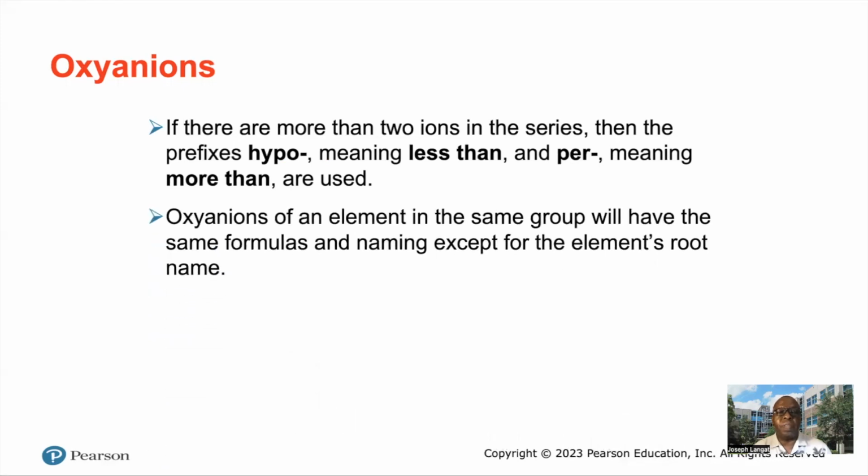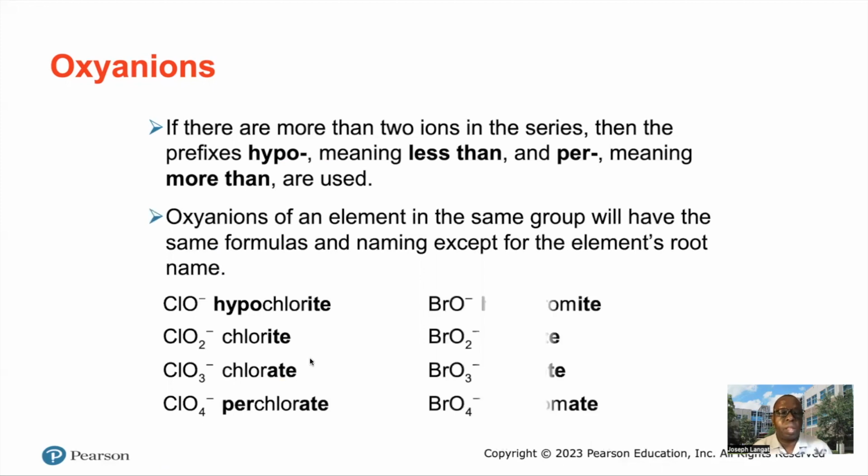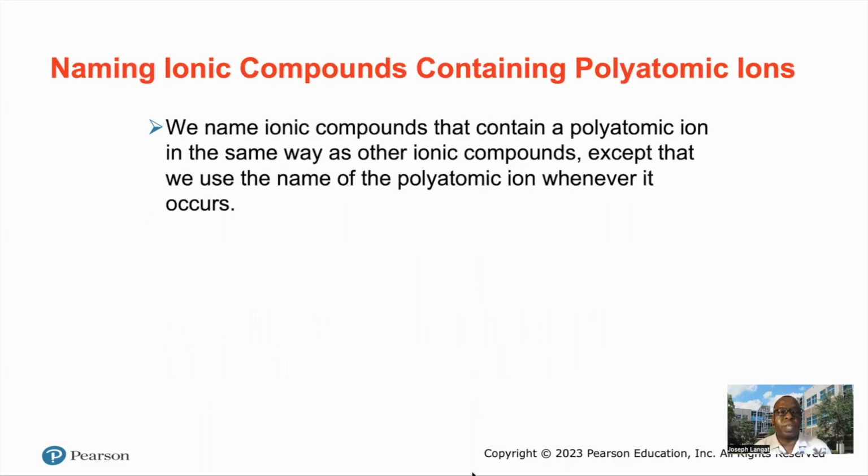So for oxyanions, if there are more than 2 ions in a series, then we use the prefix hypo, meaning less, and per, meaning more than. Hypochlorite, chlorite, chlorate, and perchlorate. You can learn those. You may see in naming: hypochromite, chromite, and so forth. Look at how the number of oxygens is increasing in the series. They all have an overall charge of -1.